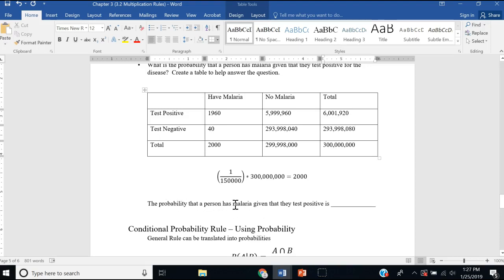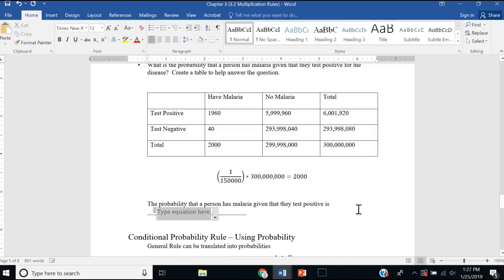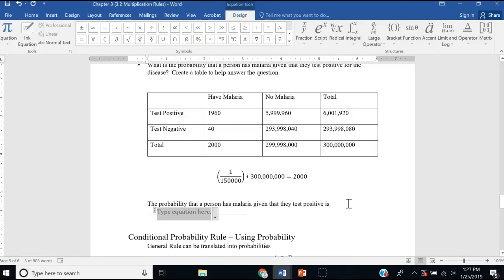Now, what is the probability that they have malaria given that they test positive? That was our original question. What is the probability that they have malaria given they test positive? If we're given they test positive, then we're just looking at the group who test positive. And those that have malaria, well, that's that 1,960 group. Those who test positive is the 6,001,920 group.